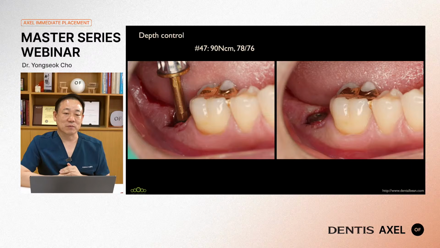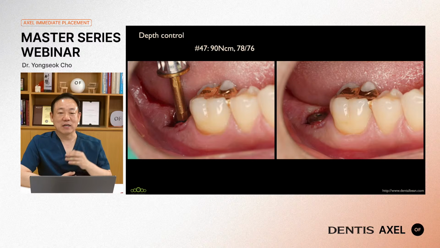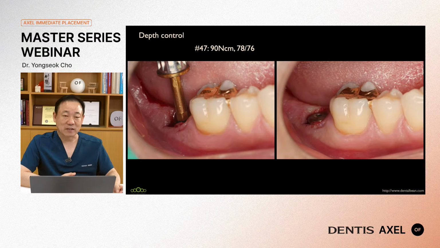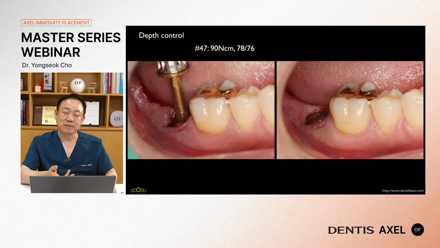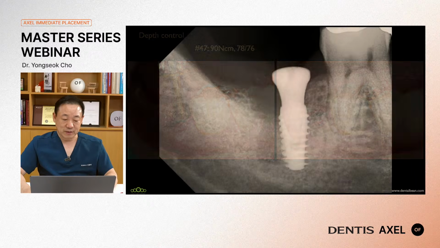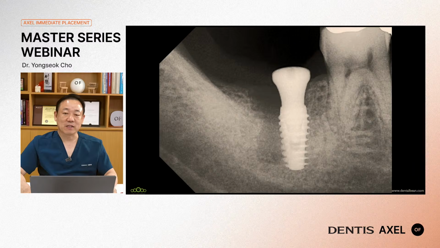There is terminology about pressure necrosis, so many companies recommend controlling the insertion torque under 40 or 50 Newton centimeter. I don't agree with that, even if it is higher than 90 Newton centimeter. I carefully advance, and usually it doesn't make a problem. Anyway, the insertion torque is very nice, so I can finish with one-stage surgery. After depth control, now I am satisfied with the depth of that implant.